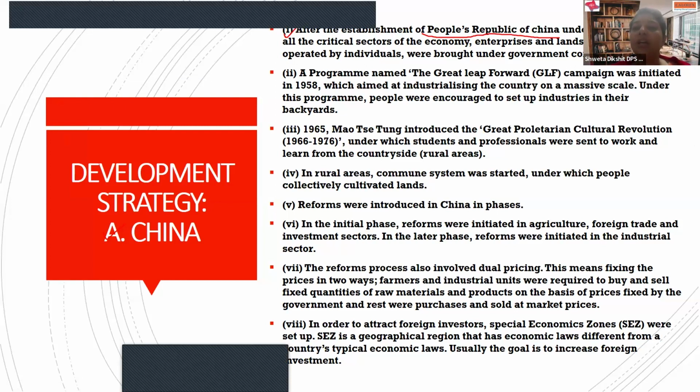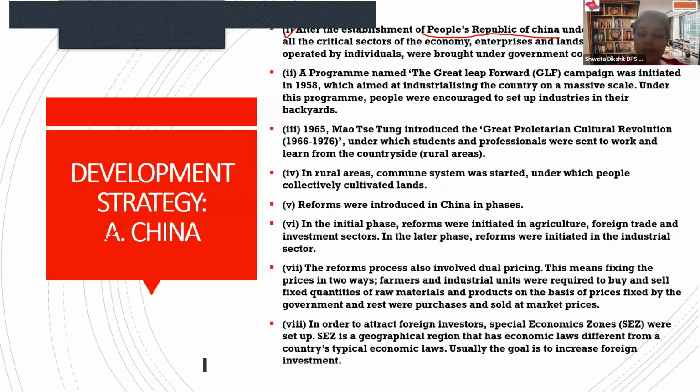That the government of China, which is also a communist government, was the only one responsible for all the decisions taken in China. The second is that China started with a very unique scheme, personally appreciated by me, which is known as the Great Leap Forward. I repeat, which is known as Great Leap Forward. This Great Leap Forward, commonly known as the GLF campaign, was also aiming at industrial development or productive development at massive scale.